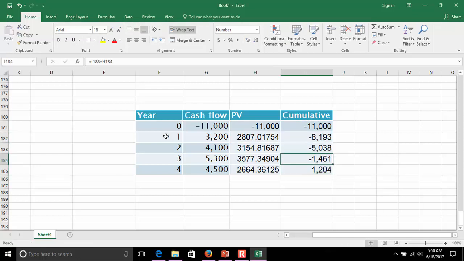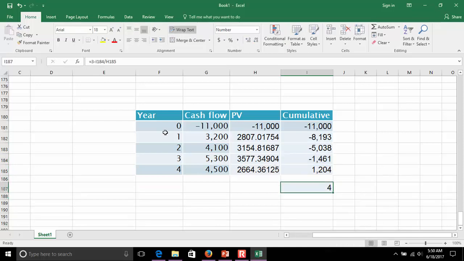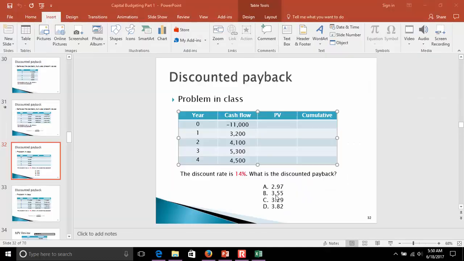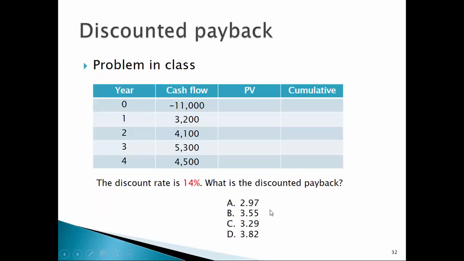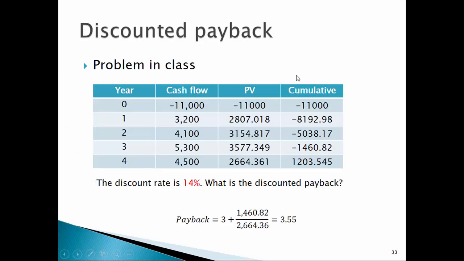See, it goes positive again between year 3 and 4. And the answer here is 3.55. Hopefully that's one of my choices. Yes, B, 3.55. And I've got this worked out in the slide there too. So that's a good one for you to practice doing the discounted payback method.